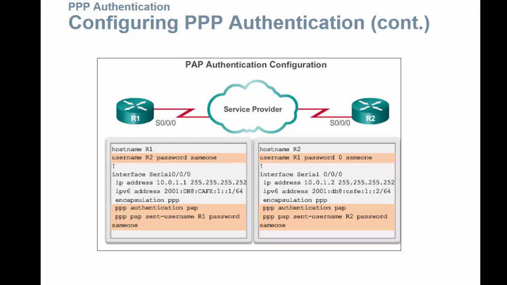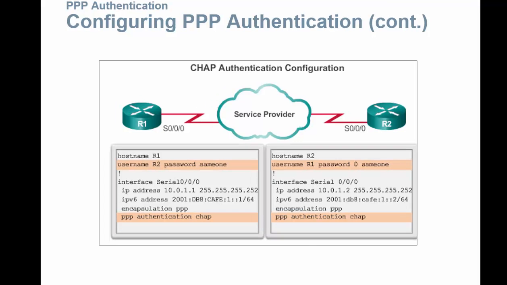When you configure your PPP authentication, you have to set it up on both routers. So here we see that for router 1, we set up the username and the password. And then we've also got that the PPP authentication is PAP. The PPP PAP sent is the username R1 and the password. And then we do the same thing in reverse on router 2. We give it router 1's name and password, and we send the username for router 2 and its password.